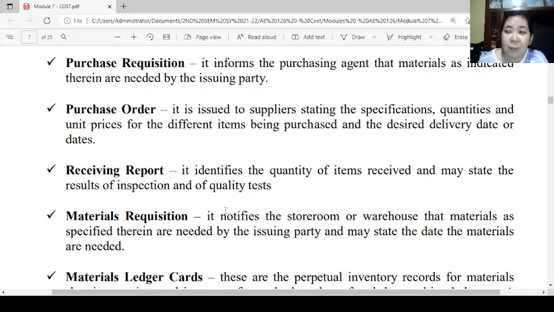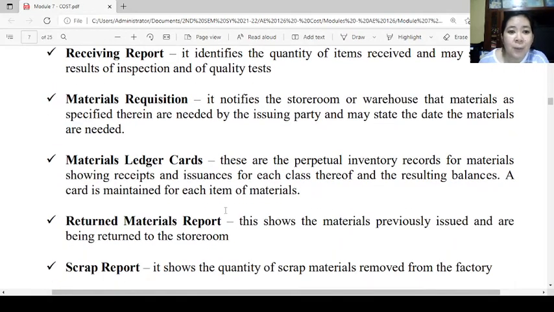Next is the receiving report. This is on the part of the receiving and inspection department. It will identify the quantity of items received and state the result of inspection and of the quality tests performed. Next is materials requisition. Here, this will notify the storeroom or the warehouse that materials specified in the form are needed in the production.